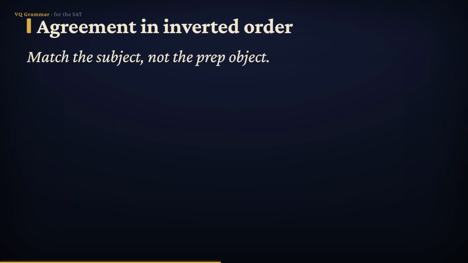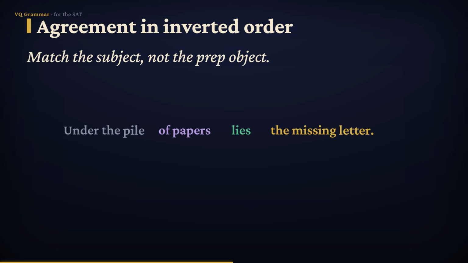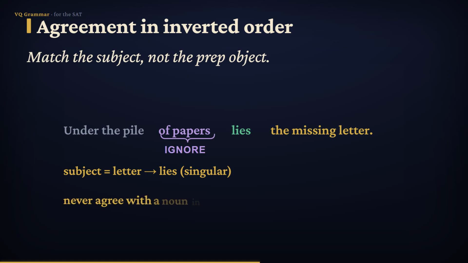Here's the trap the test builds on all of this. In an inverted sentence, the verb still agrees with the real subject, never with a noun inside a prepositional phrase. Under the pile of papers lies the missing letter. The phrase of papers might tempt you, but cross it out. The subject is letter, singular, so the verb is lies, singular, not lie. So always find the true subject first and make the verb agree with it. Ignore any nouns trapped inside prepositional phrases.